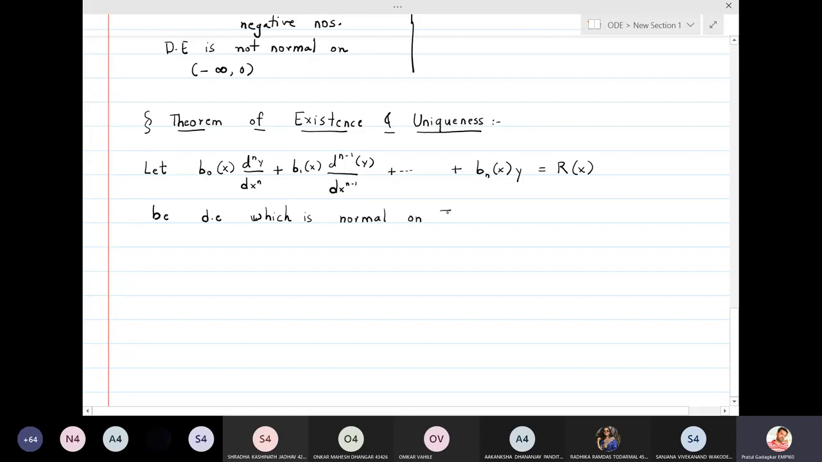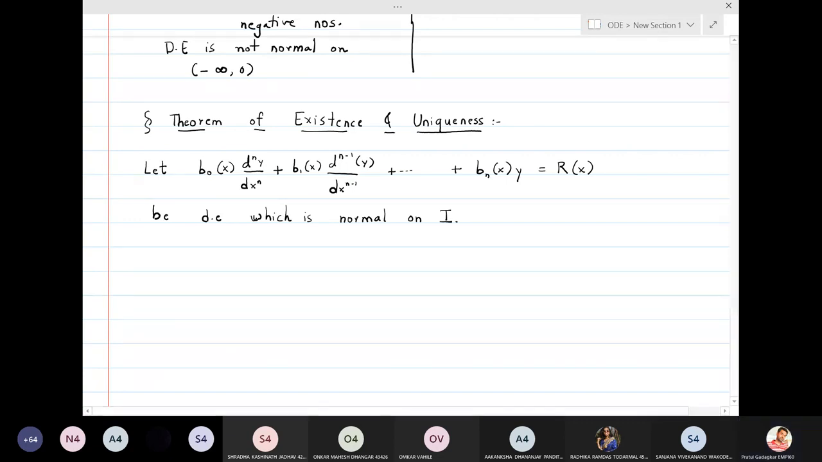on I. So now what does that mean? It is normal on I means what? Means this b0 is not equal to 0, and b0, b1, up to bn and r(x) are all continuous functions on that interval, on that set I.